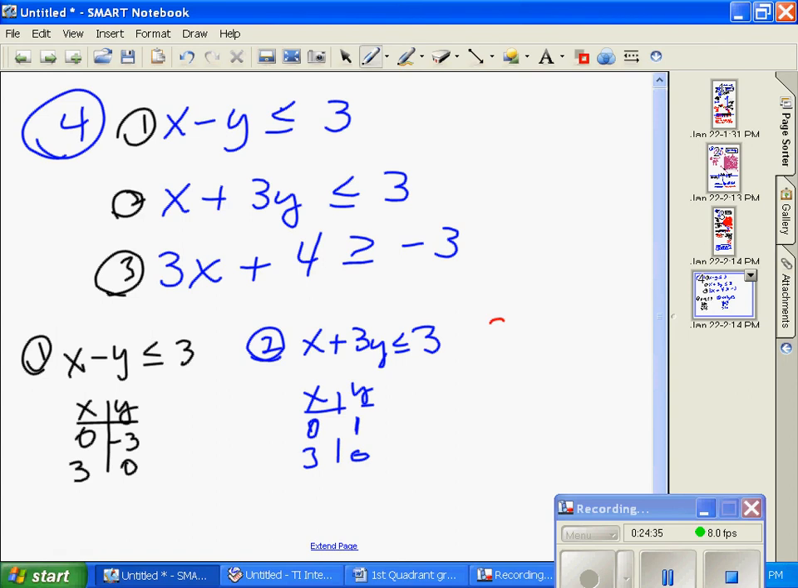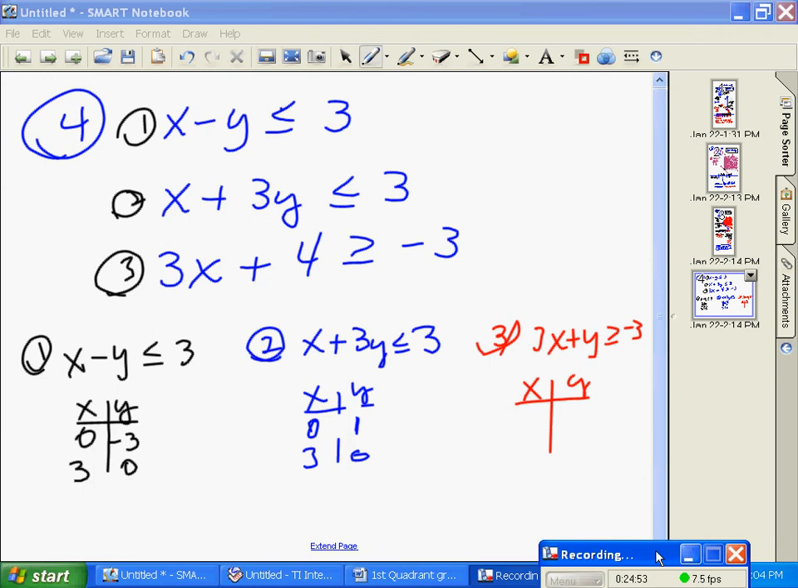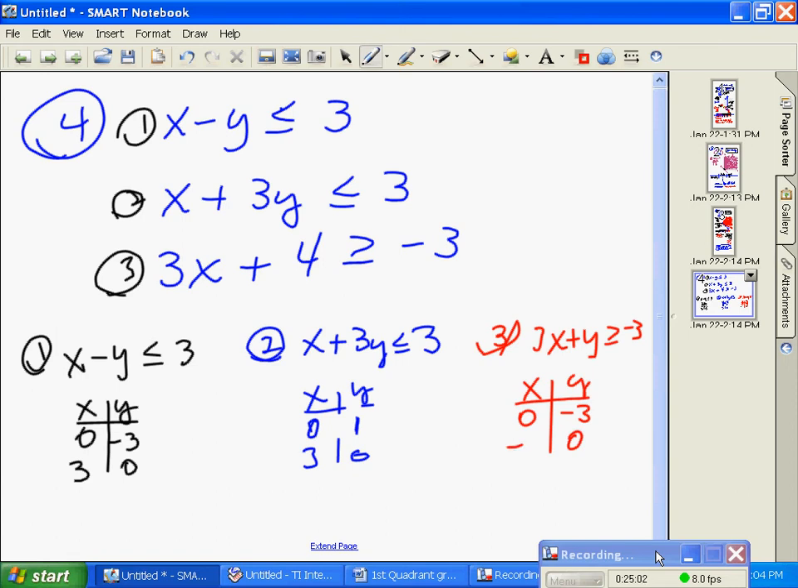And equation number 3, I'm going to graph in red. See, I'm really not writing this sloppy. This pen's doing weird things. Okay, so I have 3x plus y is greater than or equal to negative 3. Put a 0 in for x, I get y to be negative 3. Put a 0 in for y, I get x to be negative 1.